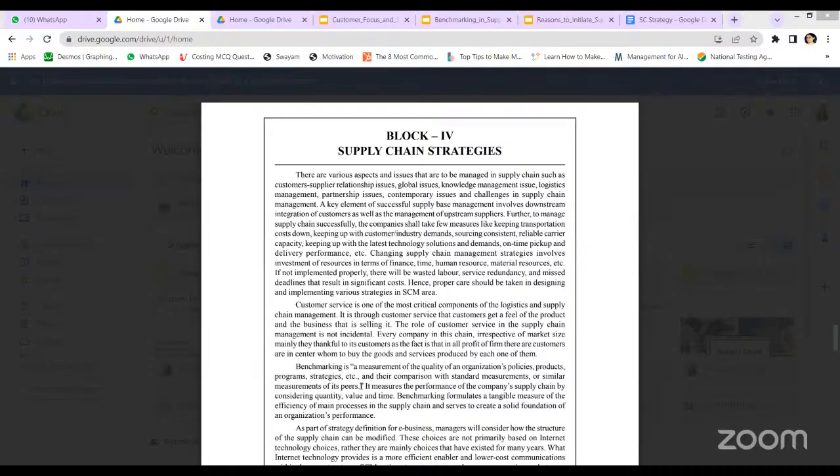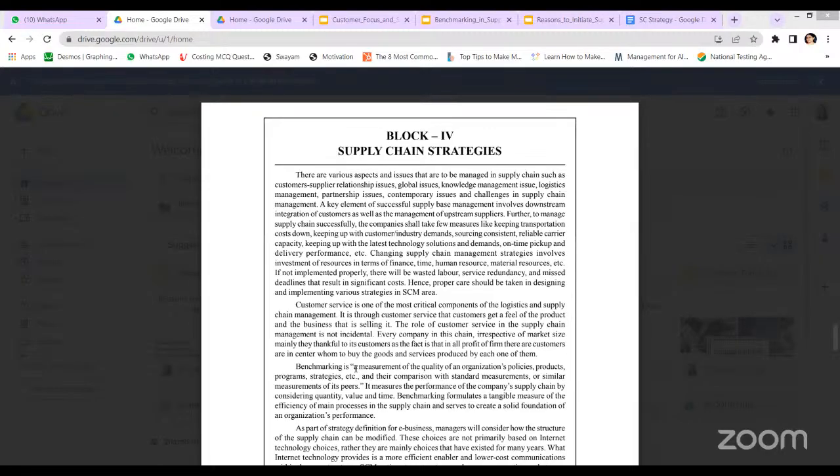So let us understand what supply chain strategy is and what topics are given under this block. The first unit is about strategic issues in supply chain: what are the various issues involved in the supply chain, how supply chain strategies and network design are done, what decisions are taken, how it is planned, what integration is, what the role of technology is, what risks are involved, how risk management strategies are implemented, and what sustainability in supply chain is. All that we will learn under the first unit.